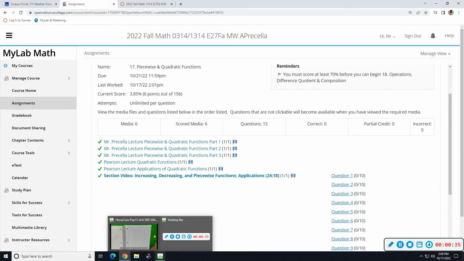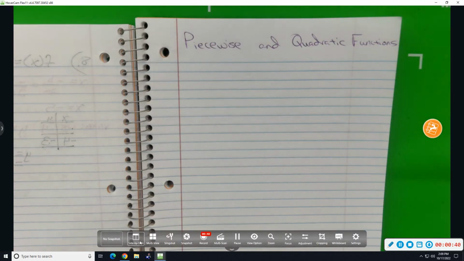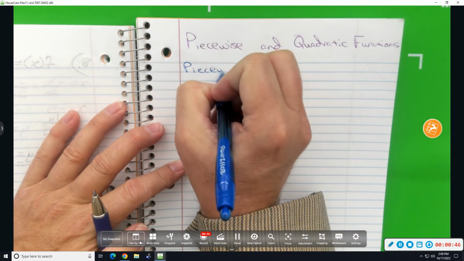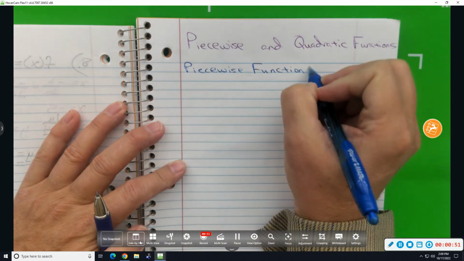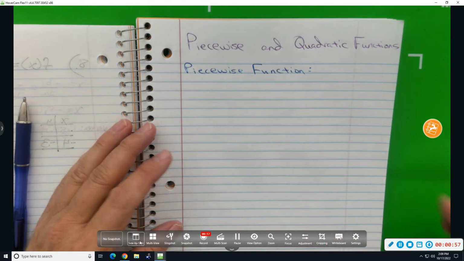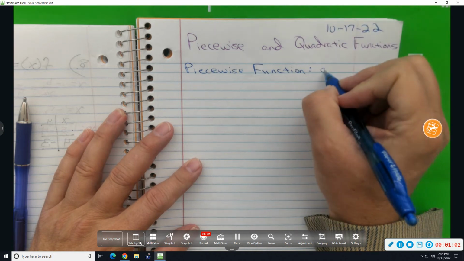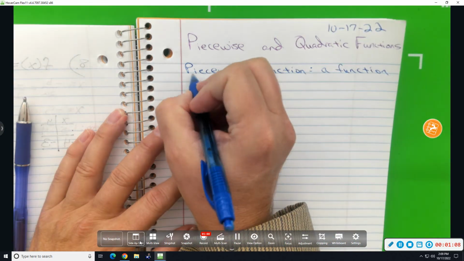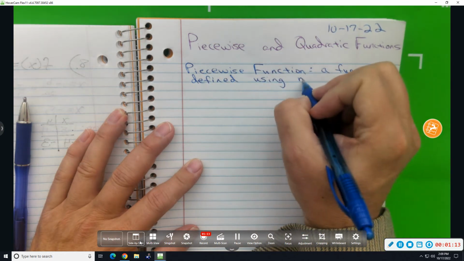And for piecewise and quadratic functions, we'll start off with just piecewise functions. A piecewise function is a function that's defined using more than one piece.